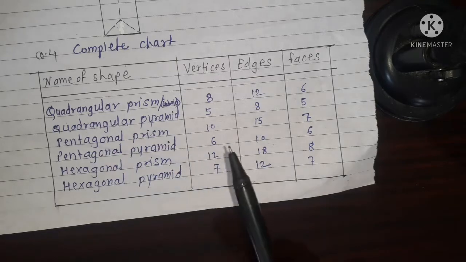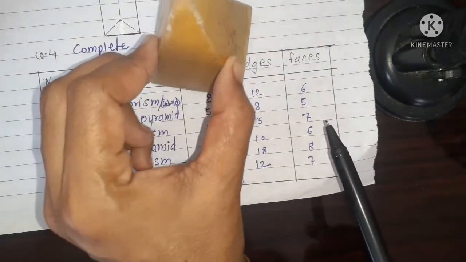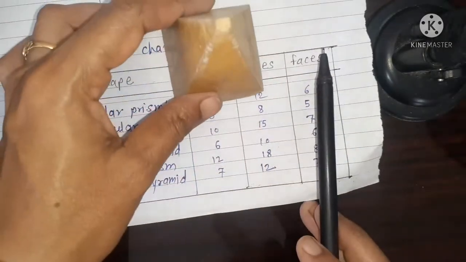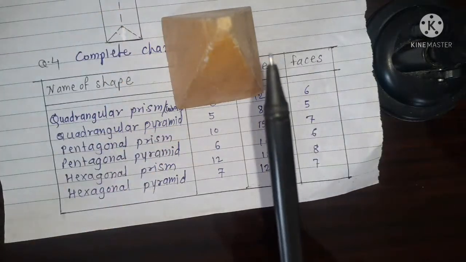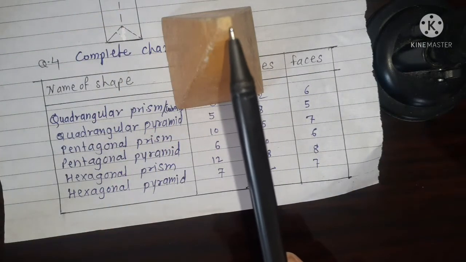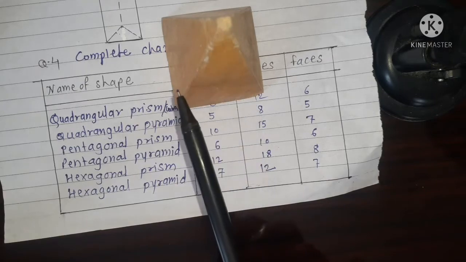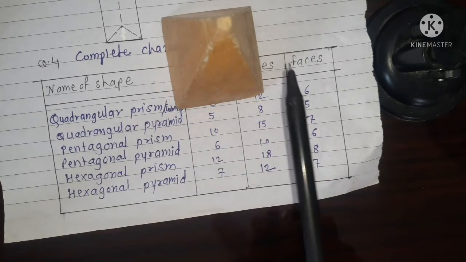Quadrangular pyramid. This is a quadrangular pyramid. We counted before. Here vertices 5, edges 8 and faces are 5.